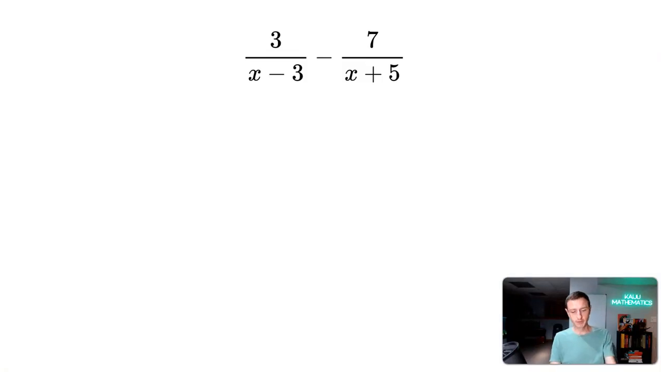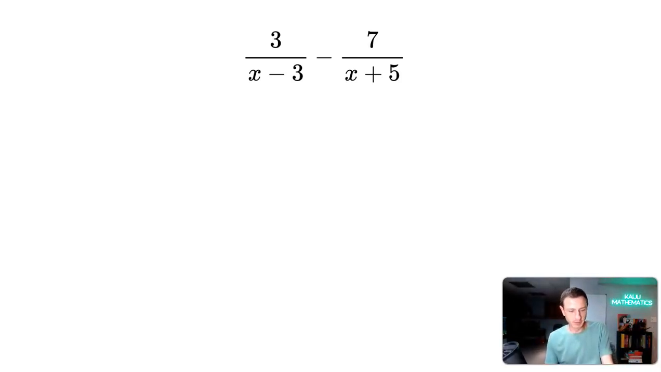Okay, then the problem I have for today is 3 over x minus 3, minus 7 over x plus 5. The reason I'm doing this problem is because a comment came through on a previous video where I had the same denominators on a problem like this, and the student was a little unsure on how to approach the process with different denominators. So I wanted to make this video regarding the different denominators.